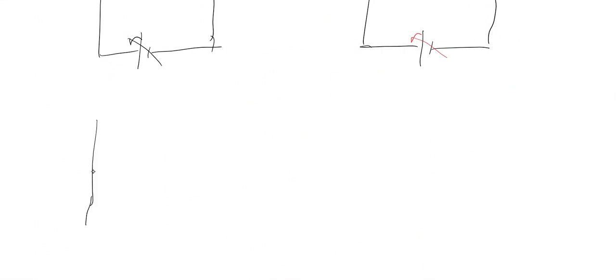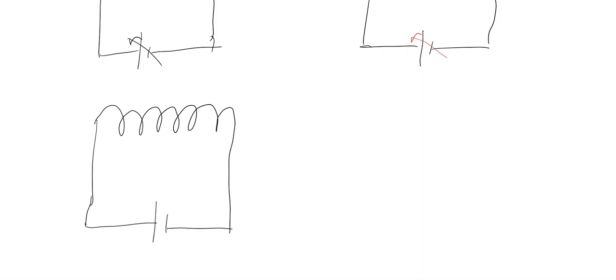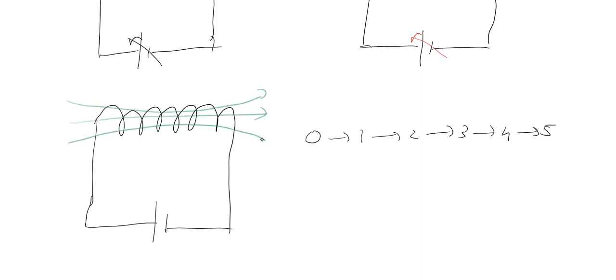Consider that in a coil you are increasing the voltage. Say you are going from 0 volt to 1 volt to 2 volt to 3 volt, say up to 5 volt. We are increasing the voltage. What will happen to the flux? As you increase the voltage, you are increasing flux.